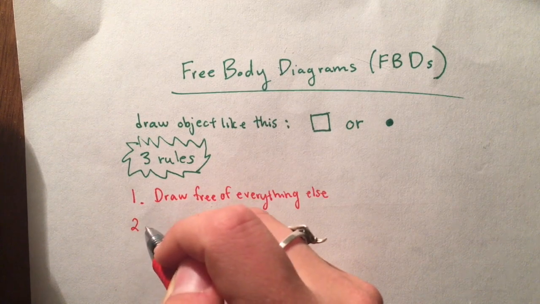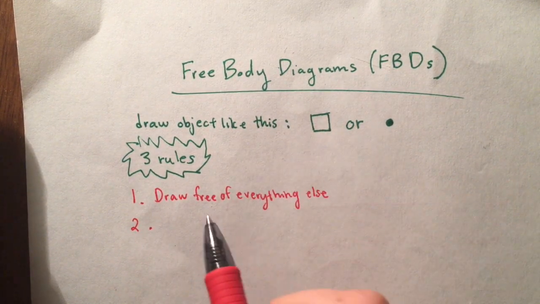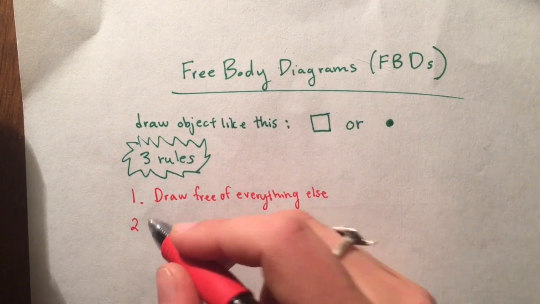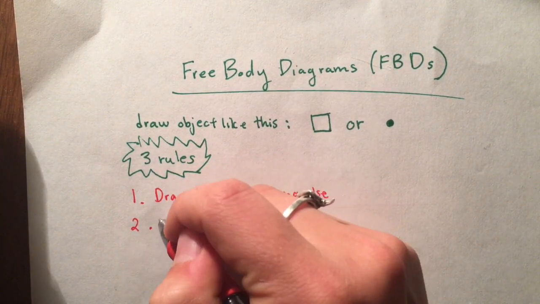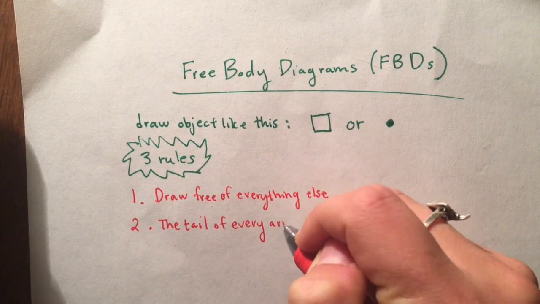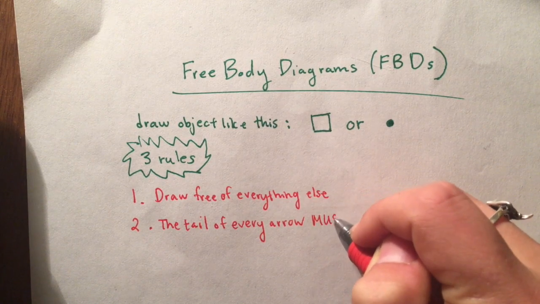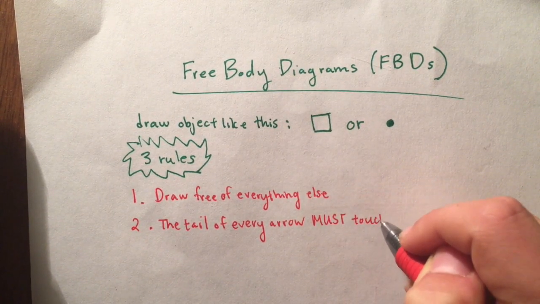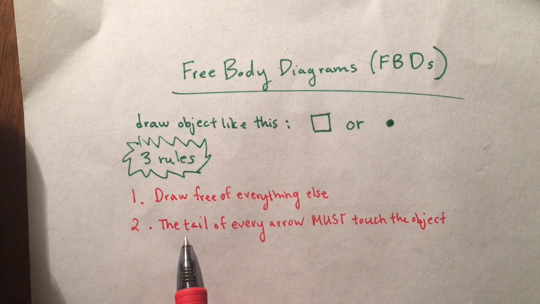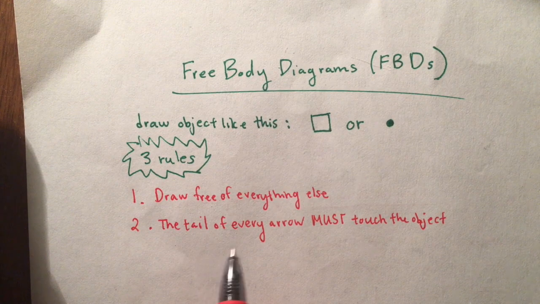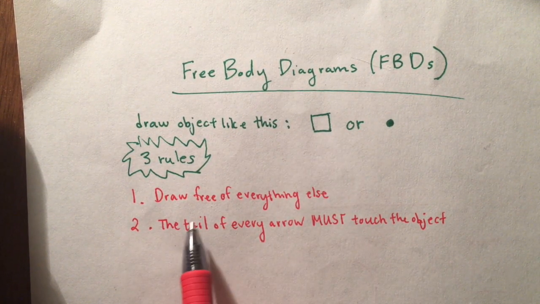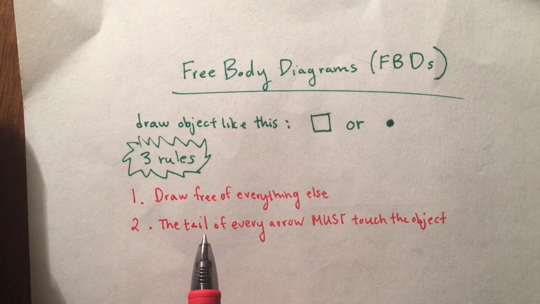Number 2. So we're going to be drawing the forces acting on an object. We're going to represent those forces with arrows. So the second rule is that the tail of every arrow must touch the object. So you can't have arrows floating around in thin air. Every tail or back end of the arrow must touch the object. Not the tip of the arrow. You don't want the pointy part of the arrow touching the object.